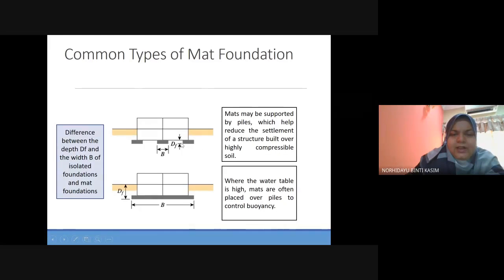So DF for strip footing, this is the DF. Okay, and for the mat foundation, this is the DF. You should consider that DF, the depth of the foundation, is the depth between the surface of the ground to the bottom of the foundation. So that is the DF. Right, for this one, from the edge of the structure to the end of the foundation, this is the DF.